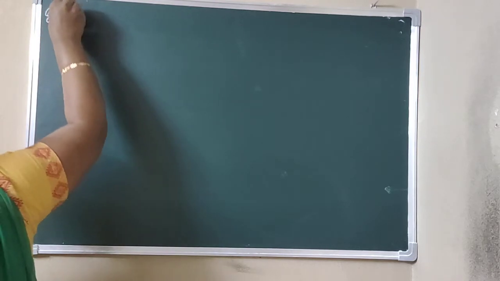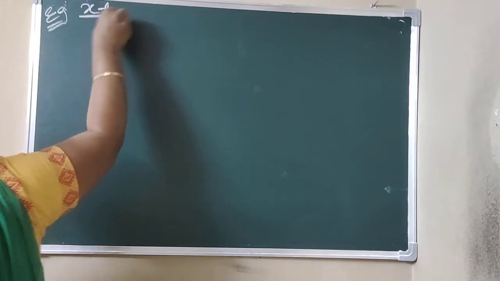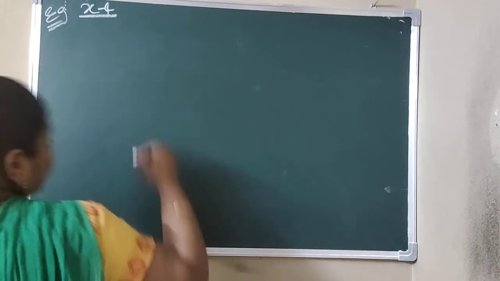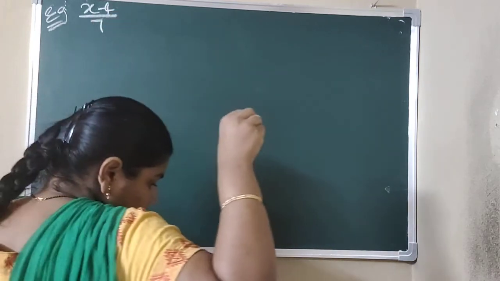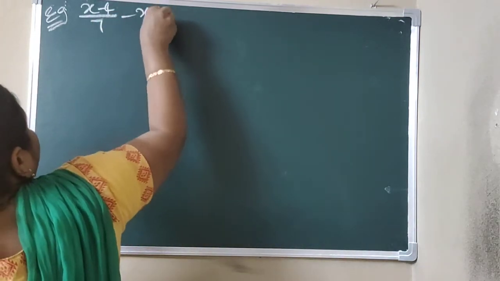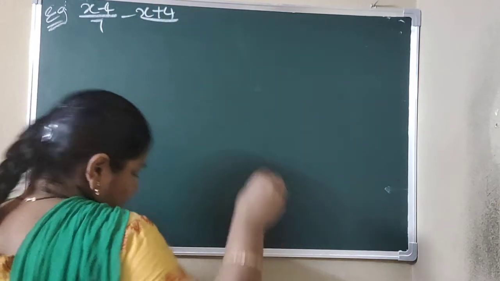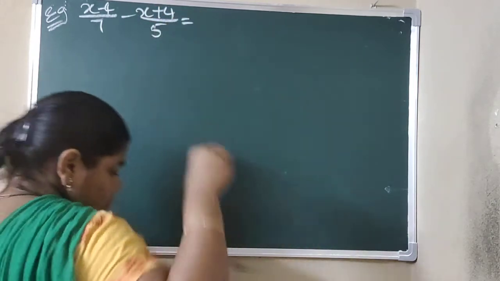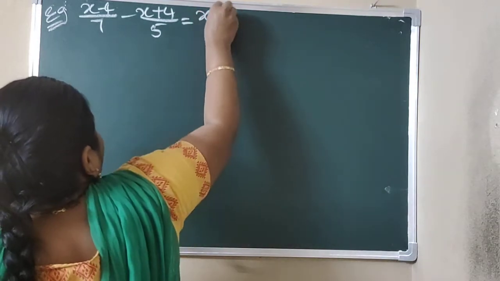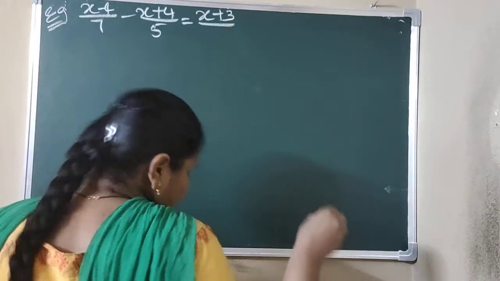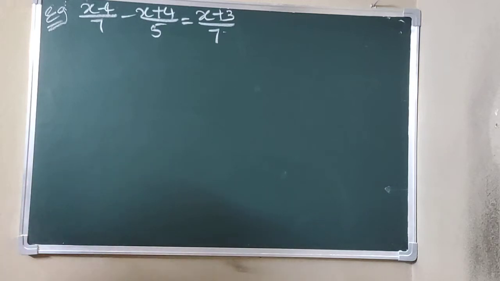Solve (x minus 4)/7 minus (x plus 4)/5 is equals to (x plus 3)/7. So we have to find the x value.